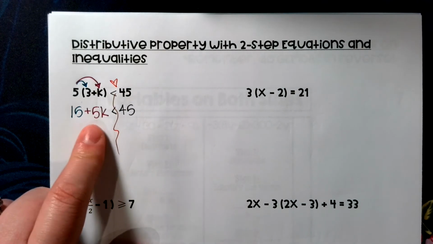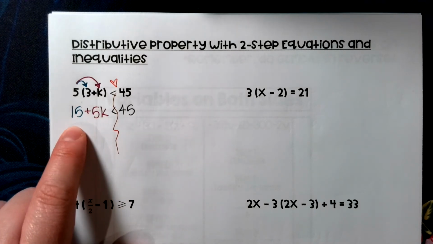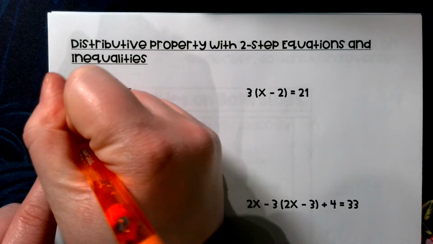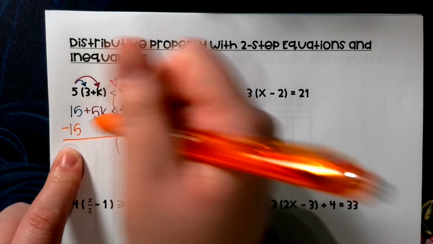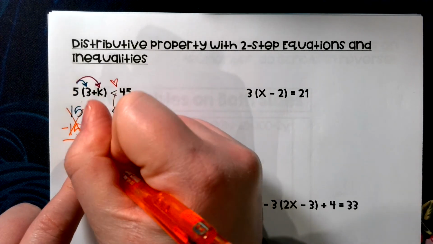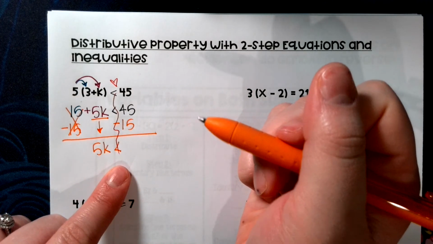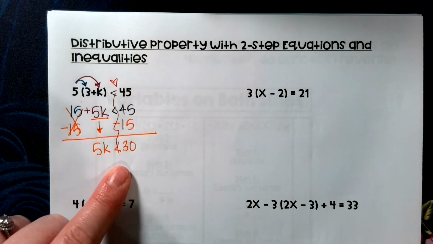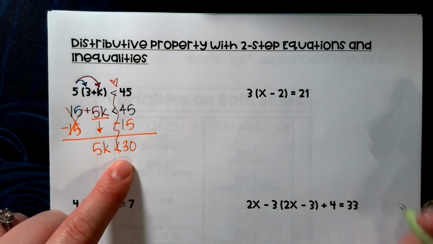There's no like terms for us to combine on this side, so now we just go into solving it like normal. So if I want to get rid of that positive 15, what do I need to do? Subtract 15. Positive 15, negative 15 cancel out. I bring down that 5x, or 5k, excuse me. 45 minus 15 is 30. So now I have 5k is less than 30.